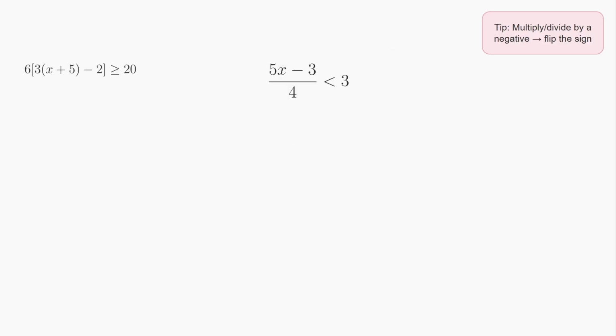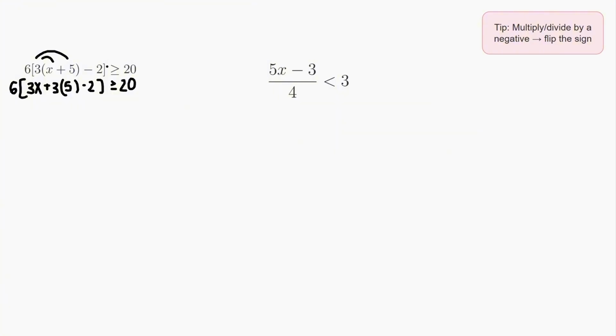Now, let's tackle the last two questions of this video. So like before, we're going to work on distributing first. So we're just going to leave this 6 alone for now and deal with the inside first. We're going to get 3x plus 3 times 5 minus 2 is greater than or equal to 20.